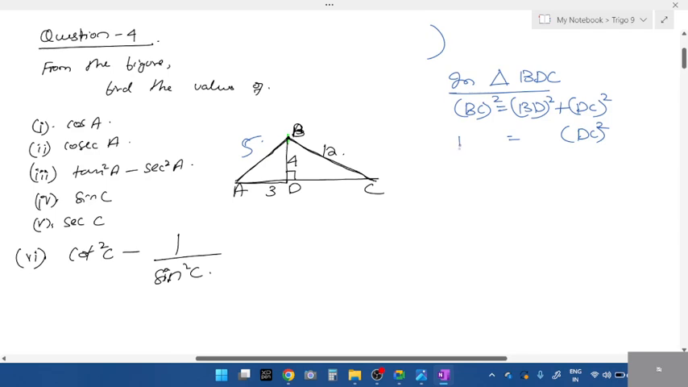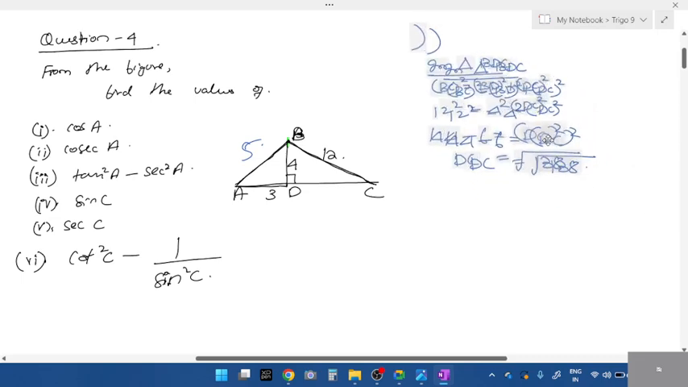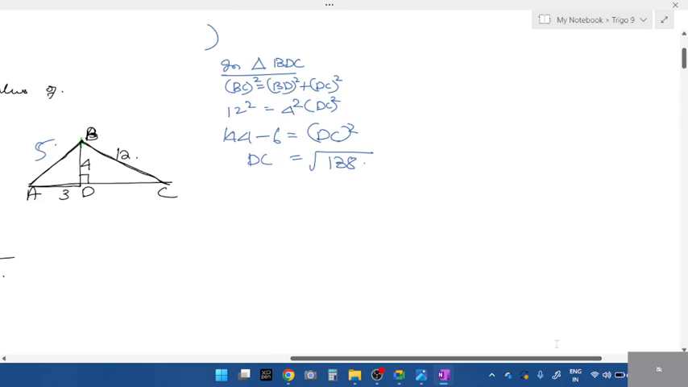BC square. How much is BC square? 12 square is 144 minus 16. What's the answer? 138? See, 138, is it rational? Remember rational, irrational? I taught you all the calculation part. How did you all simplify 138, students? Did you simplify 138 or just write it as it is?